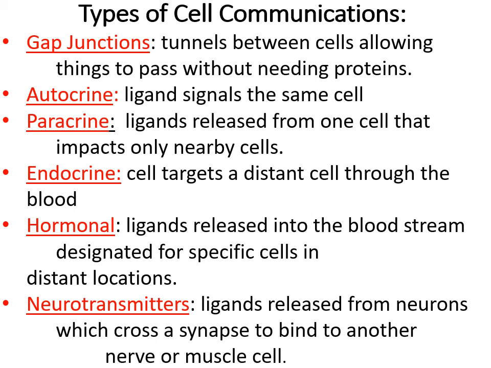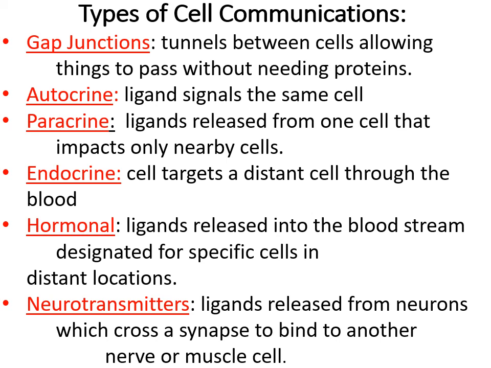An autocrine communication is where a ligand or a molecule signals a communication within the same cell. A paracrine ligand is released from one cell that impacts a cell nearby. Okay. Endocrine we spoke about, those are organs that typically secrete hormones, which are molecules that go throughout your bloodstream and attach to other cells to communicate with them, what are called target cells.